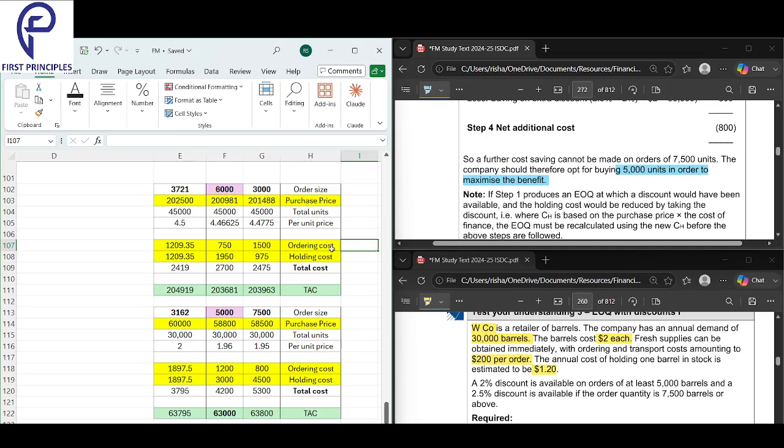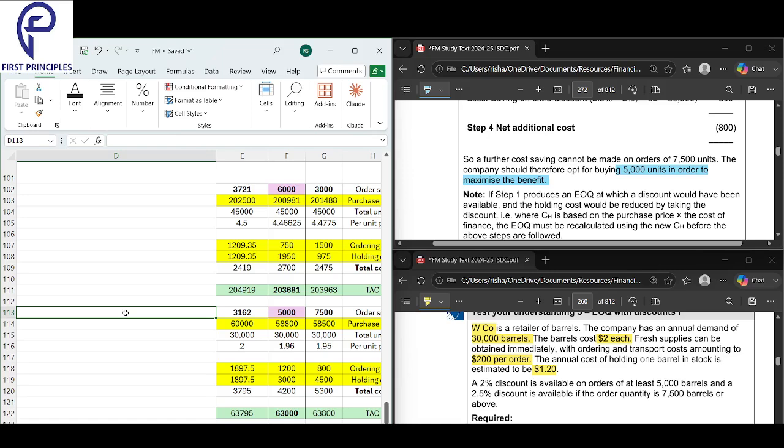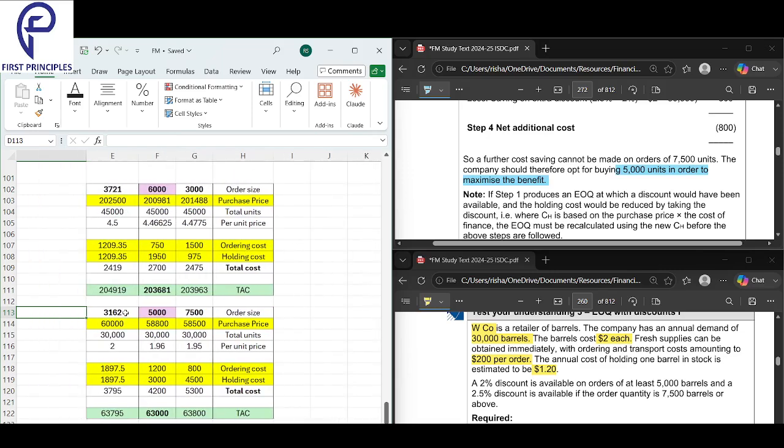It gives you the lowest total annual cost. Yeah, okay, that is very important. Annual cost is the lowest. Very important. It gives you the lowest total annual cost.